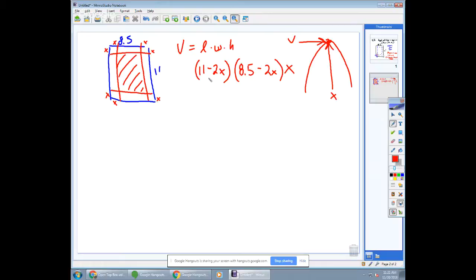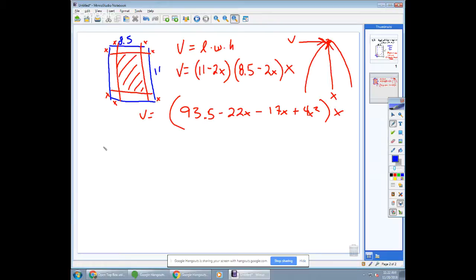So some help with the calculator. What is 11 times 8.5? 93.5. Okay, so we're going to get a 93.5, and then we're going to get minus 22x, and then a minus 17x, I think. And then a plus 4x squared. All of that eventually has to be times x.